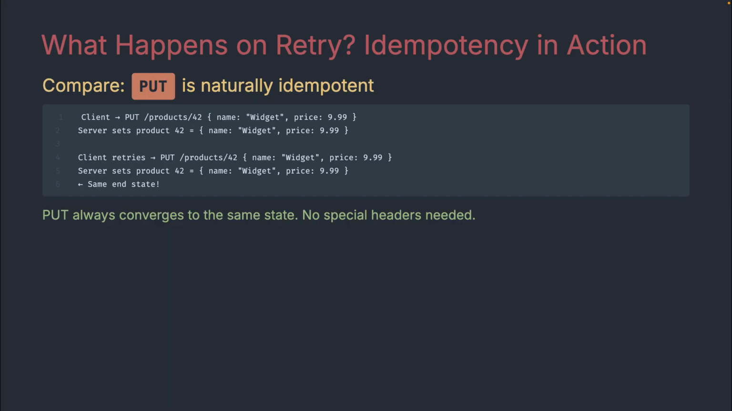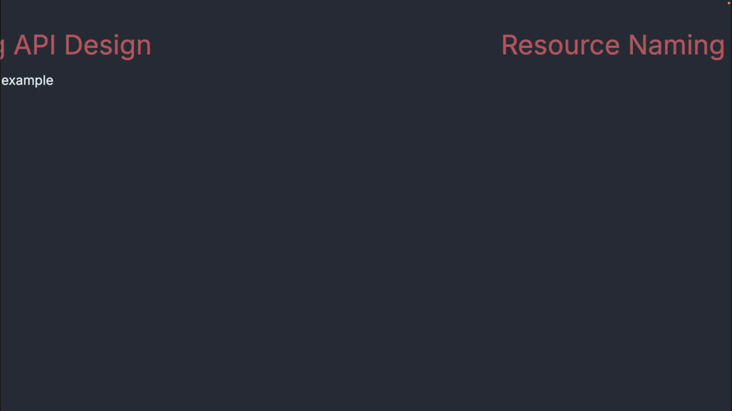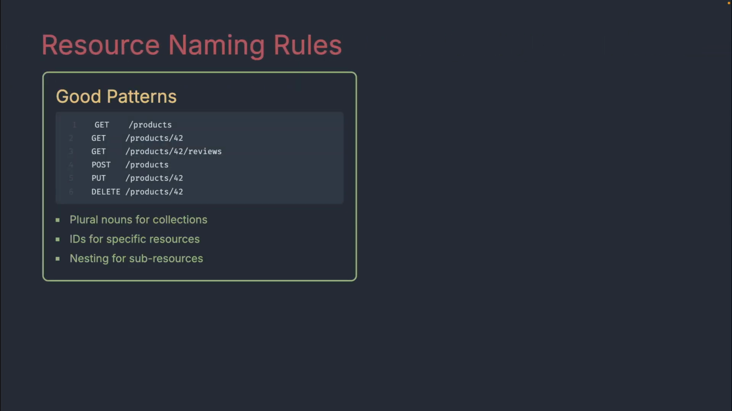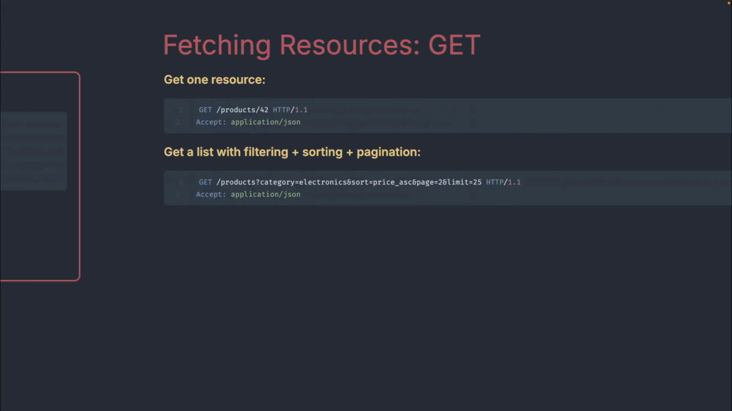Compare that to a PUT, which is naturally idempotent. If we send PUT, it will always generate the same state. It doesn't matter how many times we call it. So let's put it all together with a practical example. We talk about the good patterns. It should be nouns for collections, IDs for specific resources, and nesting for sub-resources. Avoid, we already talked about those, verbs, inconsistent pluralization, and actions encoded in the path, like products/create. No, let's avoid those patterns.